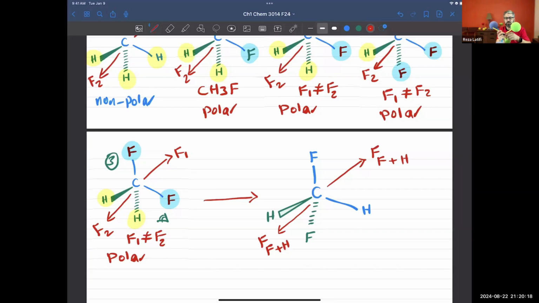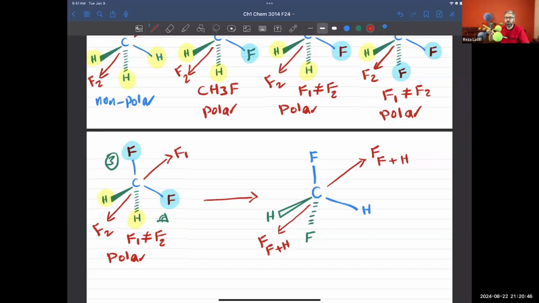So again, for the fluorines, you put the vector between them. And for the hydrogen, it will be right in the middle of them. Clearly, the fluorines will not be canceled by the hydrogen.